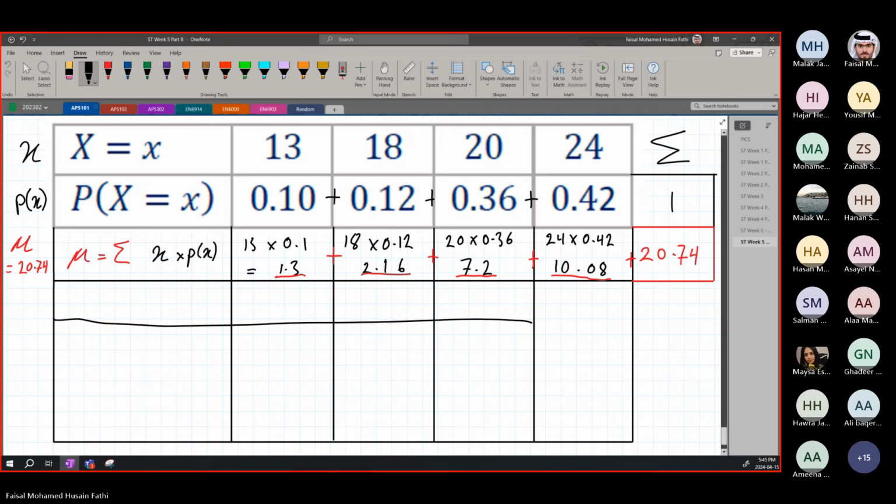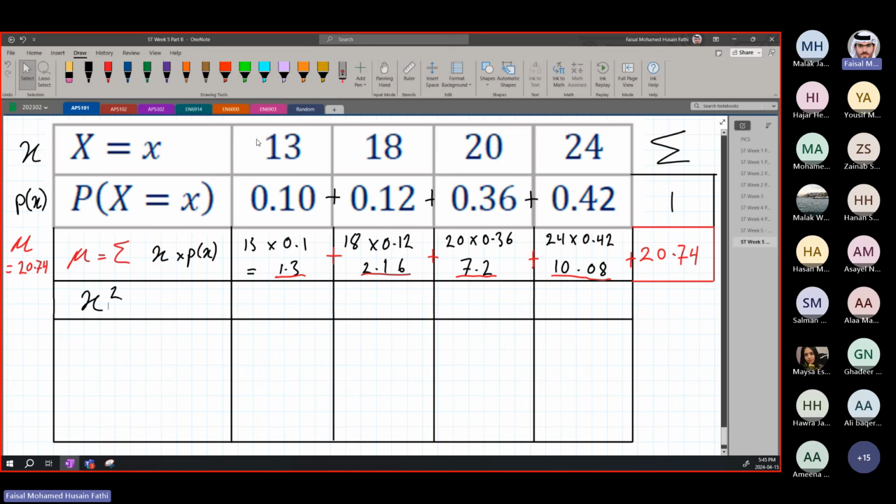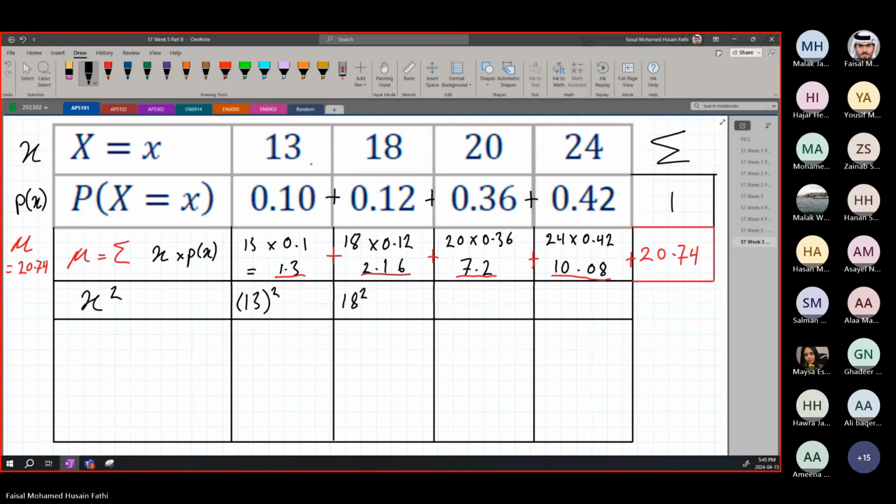I'm going to put this here. We need to find x squared. This is the next thing we're going to do. What's x squared? We just simply square everything that we have. So 13 squared, 18 squared, 20 squared, and 24 squared. This is what you will be doing.